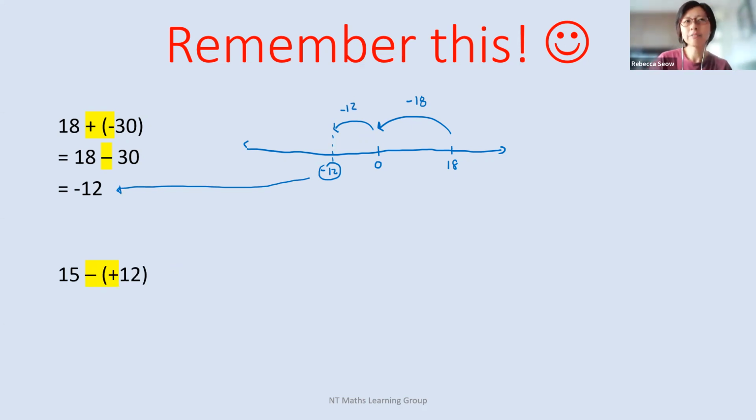Following that, 15 take away positive 12. So 15 take away positive 12 is none other than just 15 take away 12. This one is straightforward, 3. So if we add a negative number or we subtract a positive number, we'll always end up subtracting it.